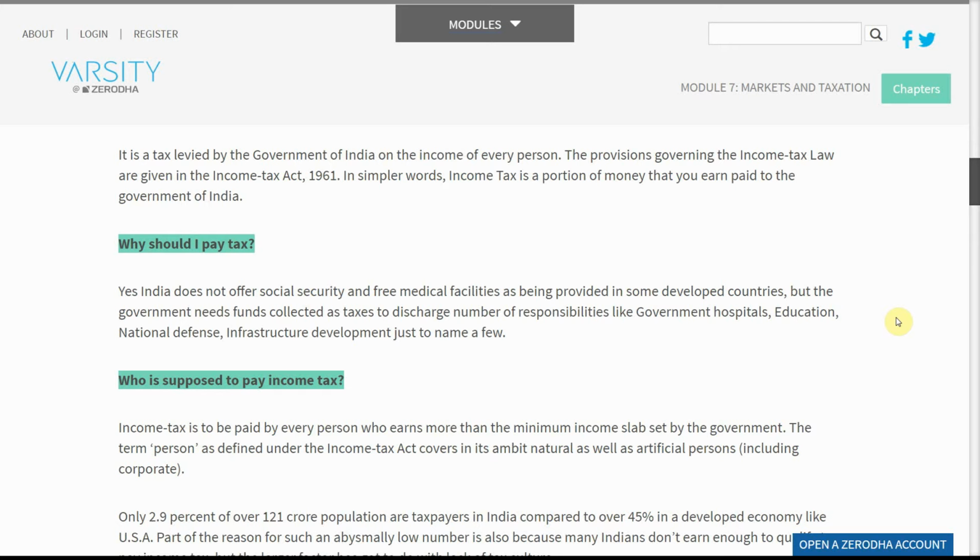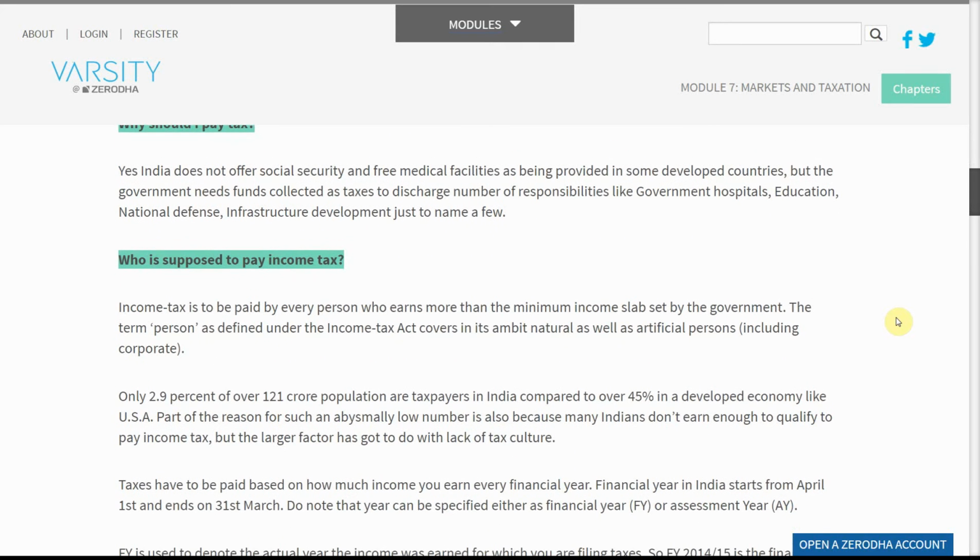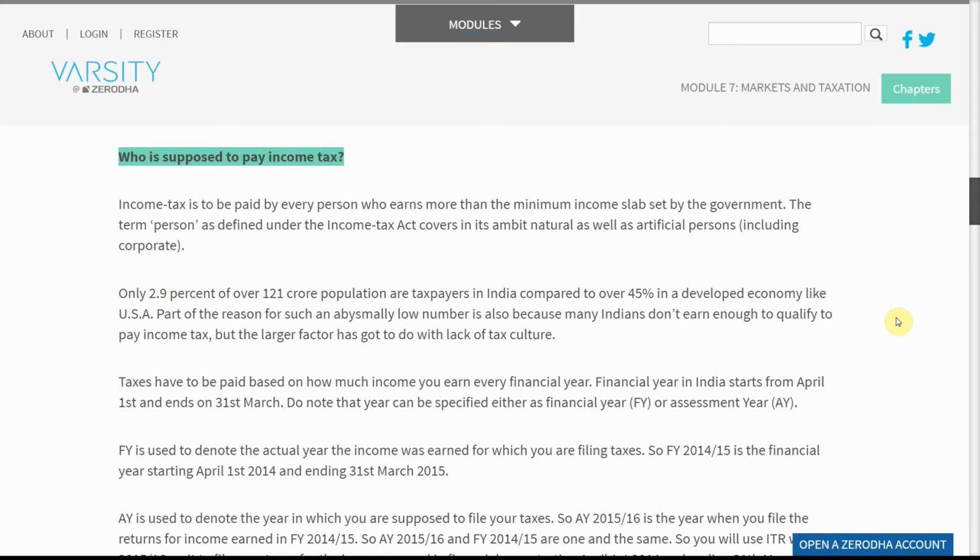Income tax is to be paid by every person who earns more than the minimum income slab set by the government. The term person, as defined under the Income Tax Act, covers in its ambit natural as well as artificial persons, including corporates. Only 2.9% of over 121 crore population are taxpayers in India, compared to over 45% in a developed economy like USA. Part of the reason for such an abysmally low number is also because many Indians don't earn enough to qualify to pay income tax. But the larger factor has got to do with lack of tax culture.